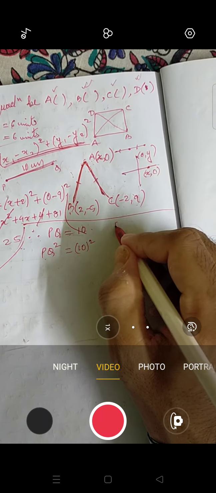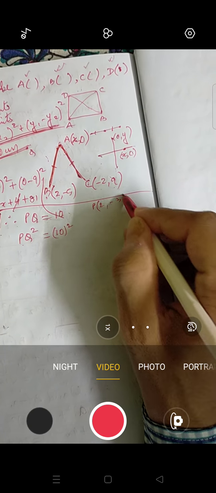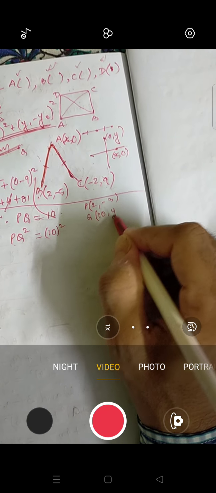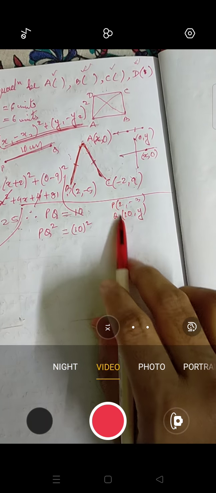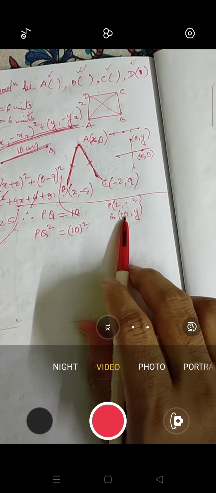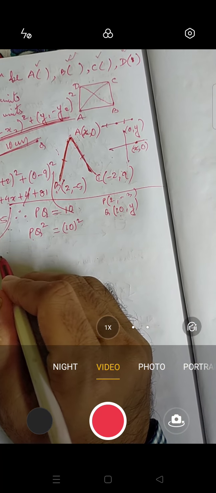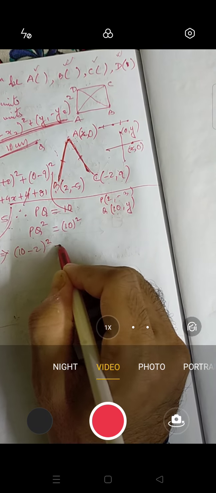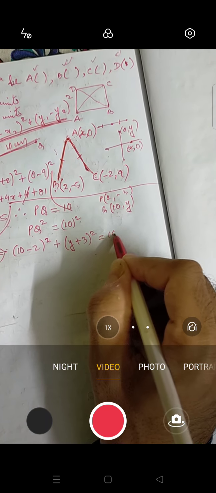Now our value for P, I am writing for my use, was (2, minus 3), and Q was (10, y). So PQ square is equal to 10 square, and this is what we have to solve. I am taking 10 minus 2, so I will write here: 10 minus 2 whole square plus y plus 3 whole square equals 100.